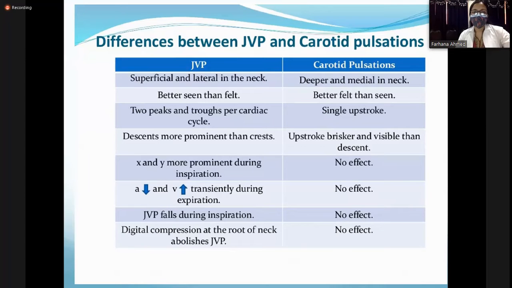On expiration, the JVP A wave is diminished and the B wave is prominent, and JVP also falls during inspiration, whereas carotid pulsation shows no change with respiration, change of posture, or compression. Digital compression at the root of the neck abolishes JVP.